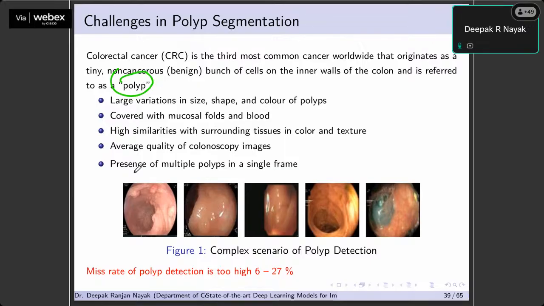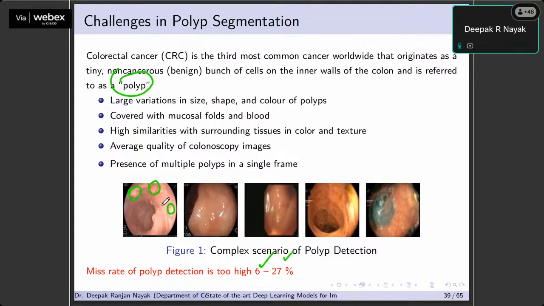You can see over here, these are all the polyps. So these are like polyps. You can see over here the growths that are found in the inner wall, in the endoscopy images. But why is its detection very, very difficult? Why is there a need for polyp segmentation? Why do we need to design the architectures to identify the polyps? What are the major problems that the doctors, or let's say the clinicians, are facing? The miss rate in this case is really high. It is 6 to 27%. That is the miss rate.